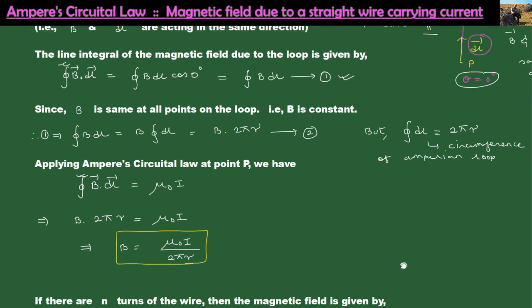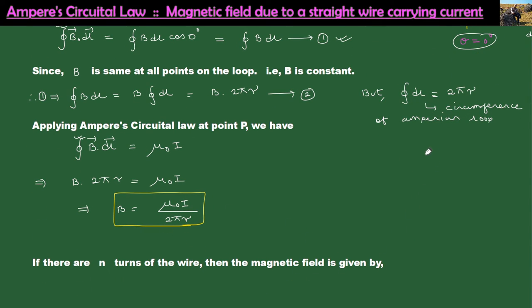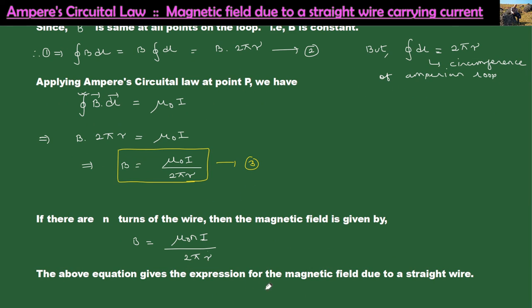This expression gives us the field for only one turn. Suppose there are n turns of the wire, or n number of wires. If you consider this as equation 3, you just multiply equation 3 by a factor of n. Then the magnetic field B due to a wire having n turns will be given by mu naught n I divided by 2 pi r. So these are the equations that we have derived.